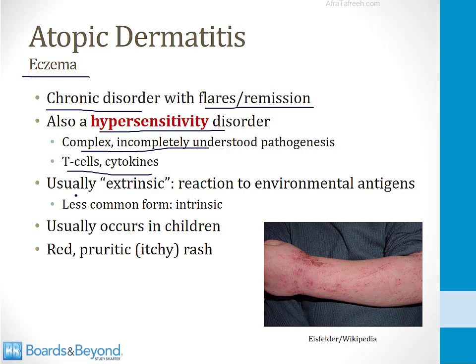Usually eczema is extrinsic, meaning it's a reaction to some environmental antigen, although that antigen often cannot be determined. There is a less common form which is intrinsic, an intrinsic response of the body against the skin. Eczema usually occurs in children, and it presents as a red, itchy rash on the skin. We'll talk more about that in a minute, but this is a picture of a child who has eczema on the forearm, and the child has been scratching it, so there are scratch marks present.